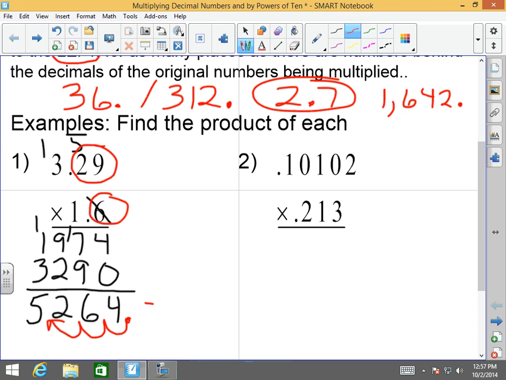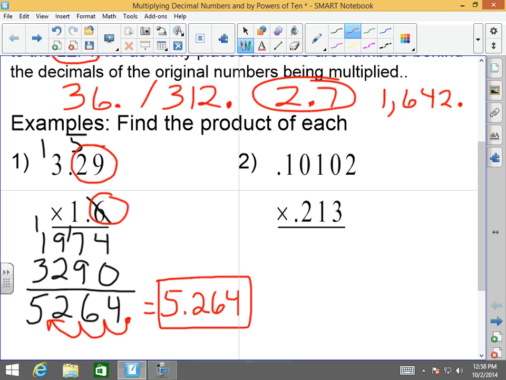Then I must rewrite my product, guys. 5 and 264 thousandths. Very good job, son. And that's where we're at. Does that make sense? All right, awesome.